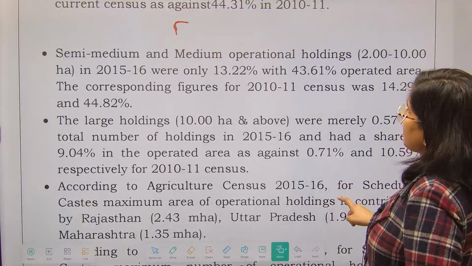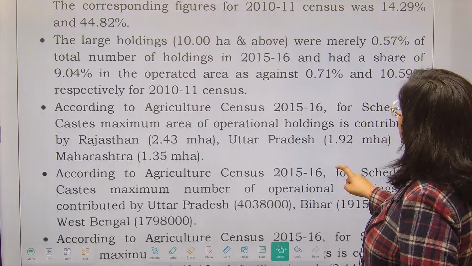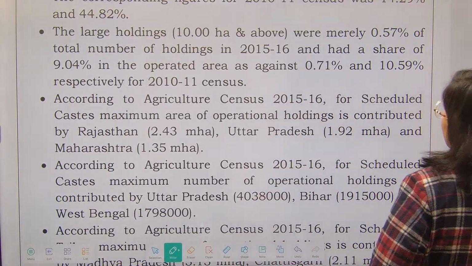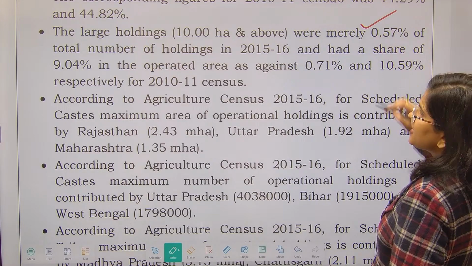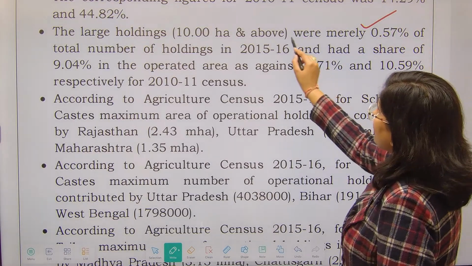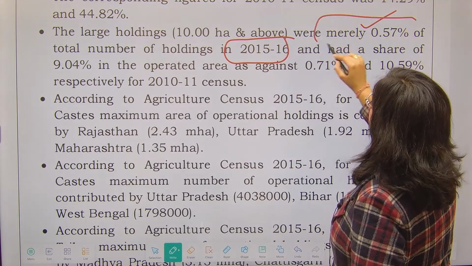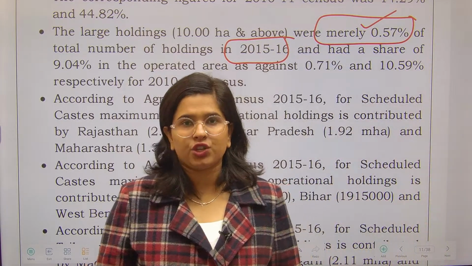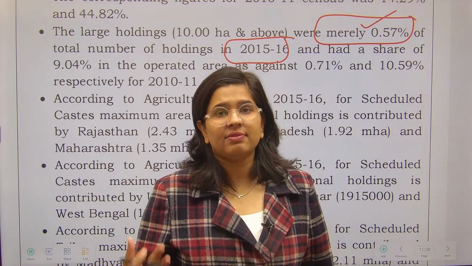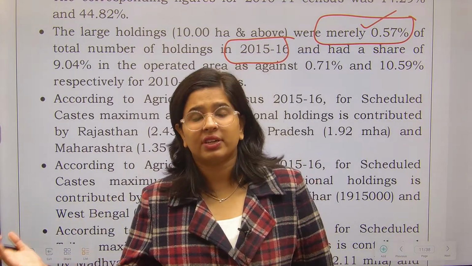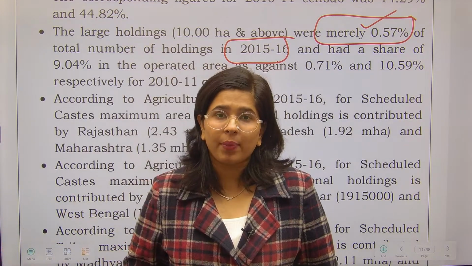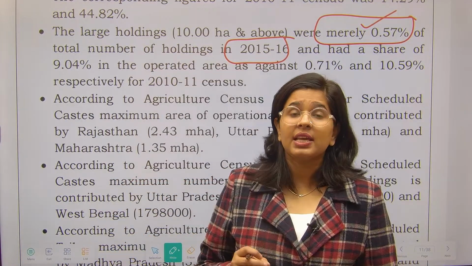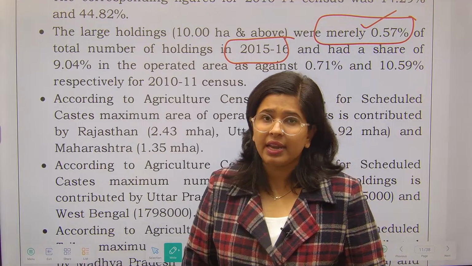Large holdings is something that yes, is important. So large holdings, what are large holdings? 10 hectares and above, they were merely 0.57% of the total holdings in 2015-16. And see, that is the major problem of Indian agriculture. Indian agriculture की problem ही है fragmentation. Population is high, and that is why land gets divided and further divided, and this is where the problem lies. और यही represent कर रहा है that large holdings, that is 10 hectares and above, are very less in our country.